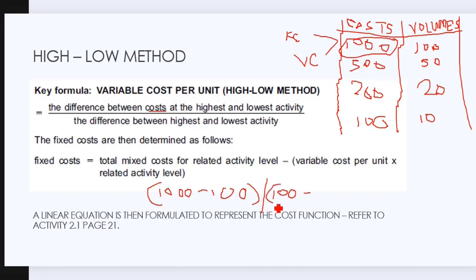minus, which one is the lowest activity? It's 10. So it's 10 here. What is my variable cost? Because we're trying to determine my variable cost per unit. So it will be 1,000 minus 100 is 900. Right? 100 minus 10 is how much? 90. So what's 900 divided by 90, guys?